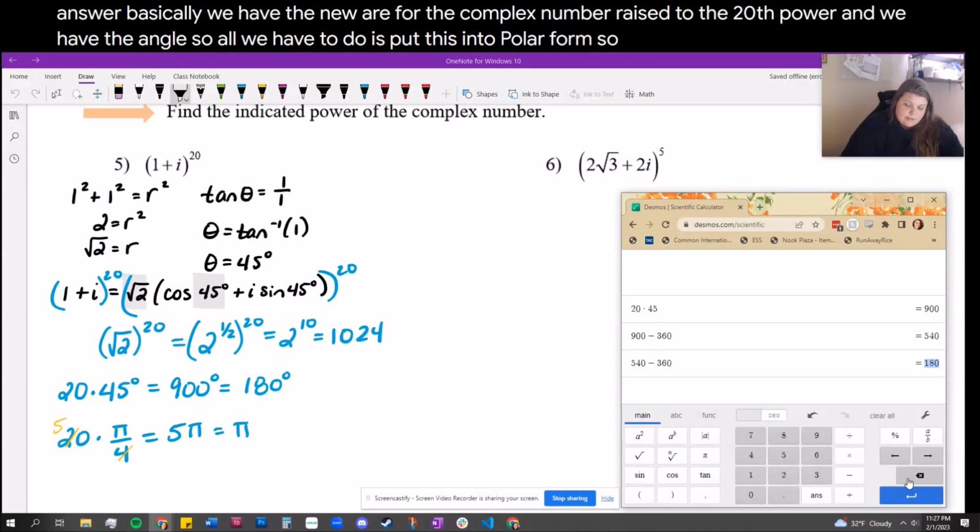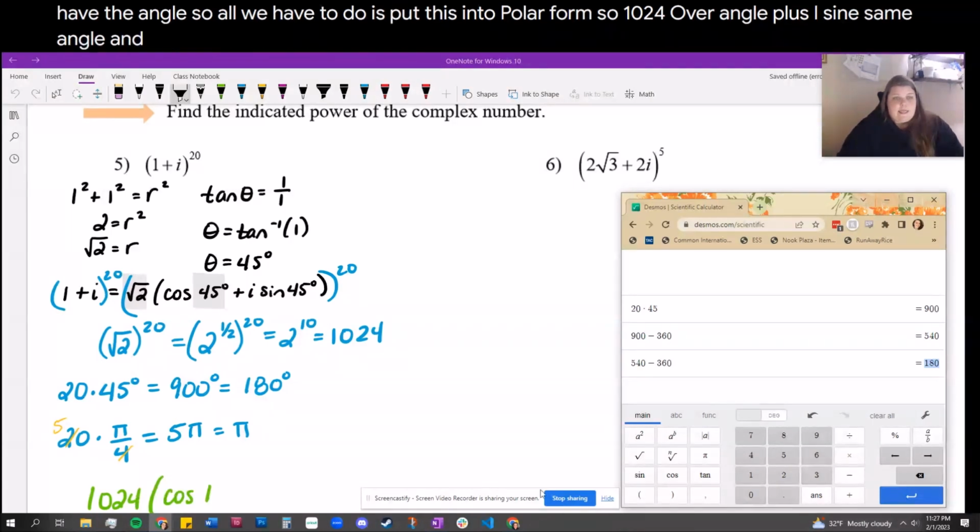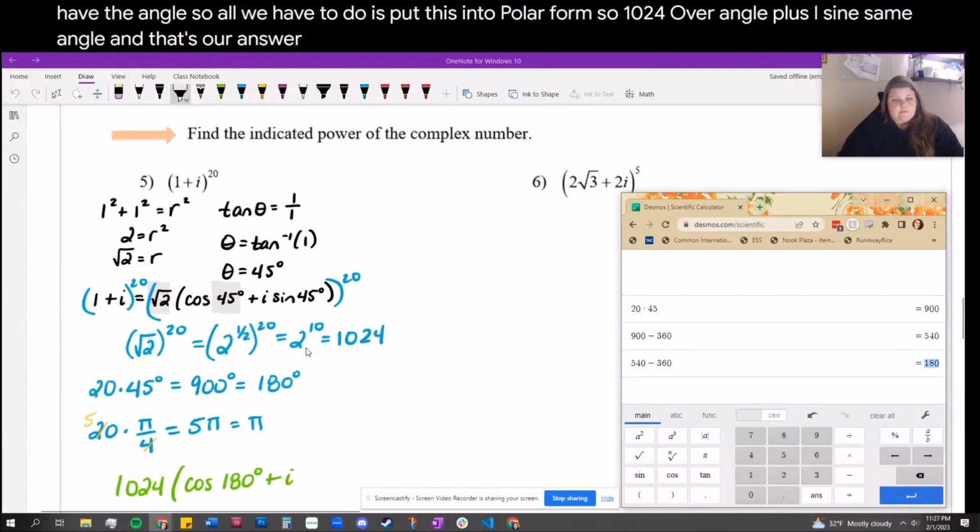So 1024 cosine of our angle plus i sine of the same angle. And that's our answer. This is equal to 1 plus i to the 20th power.